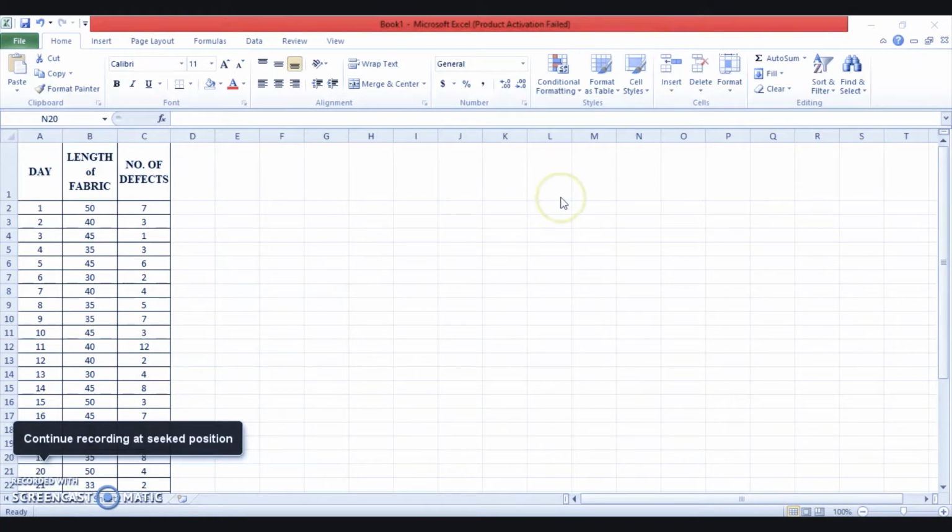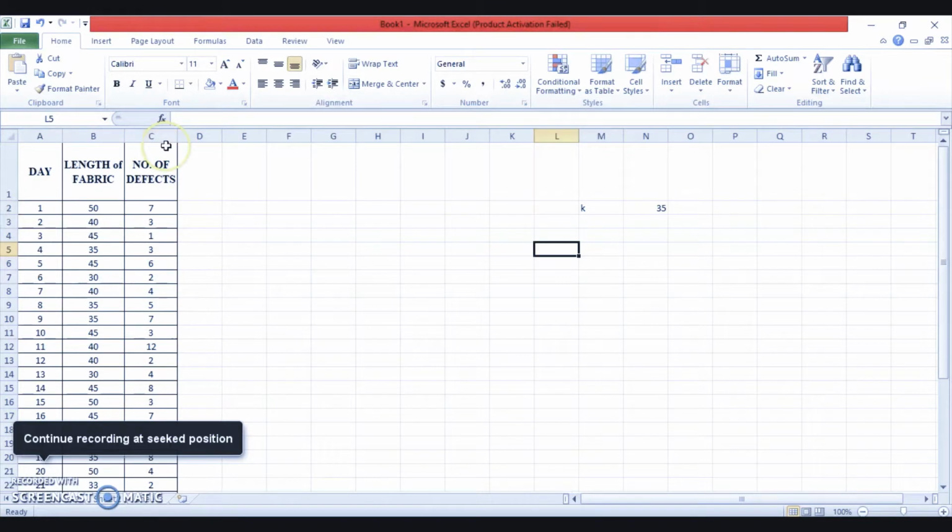So as per this problem, we have data for 35 days. So it will be correct if I write k is equal to 35, right? Now here with the help of this table you can see we have been given the days, the length of the fabric and the number of defects, right?